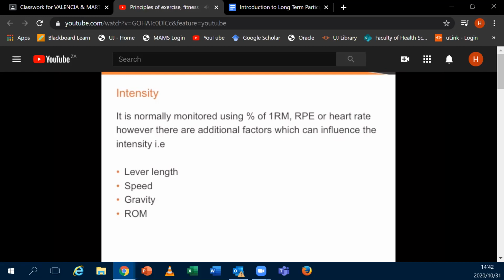However, we must be aware that it becomes increasingly more difficult to maintain alignment and good posture when we increase the speed. Gravity. If we work against gravity, this can also increase the intensity of an exercise, increasing the gradient on a treadmill, or doing abdominal exercises on an incline. Finally, range of motion. If we're carrying out a squat, and we just squat down to a bench, with our knees at 90 degrees, that's going to be less challenging than squatting all the way down to the floor.